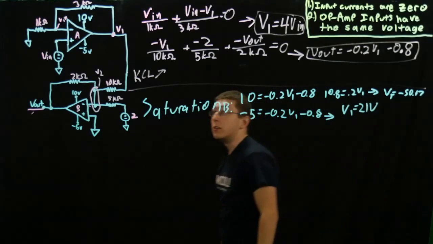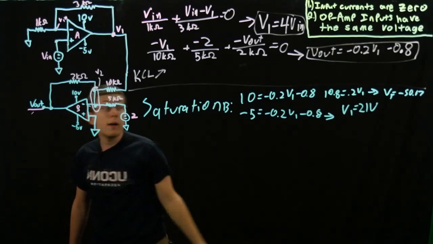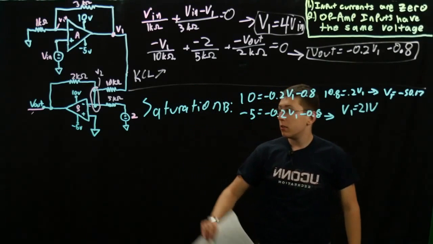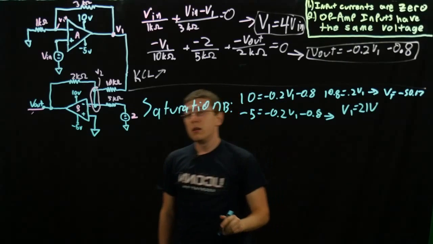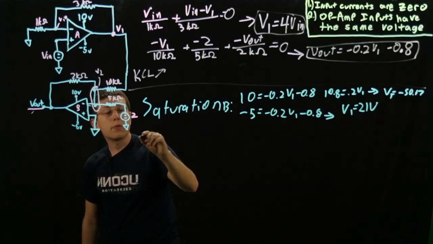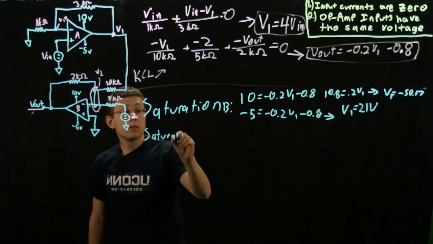And as we can see, V1 will also never ever equal 21 volts, because it can at most be 10 volts. So we know that this op-amp, op-amp B, will never saturate. We don't have to worry about that. However, now we do have to think about the saturation of A.